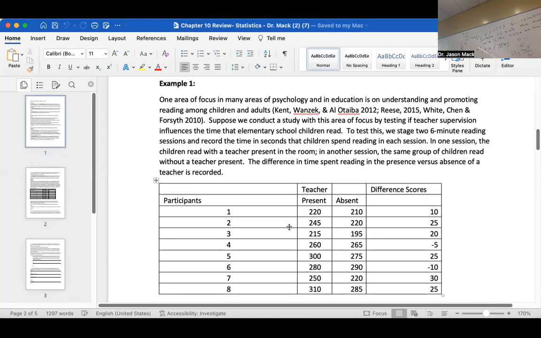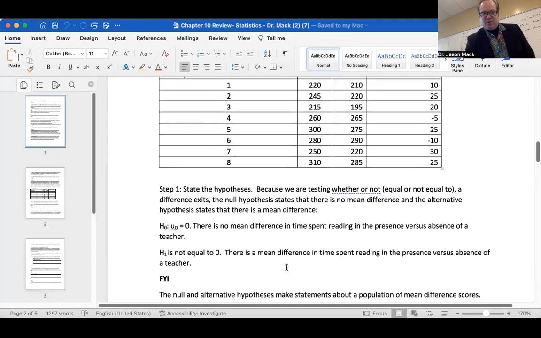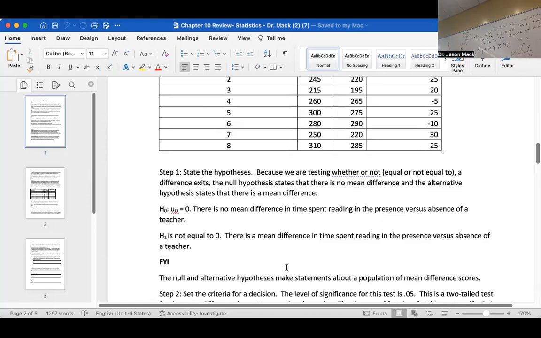Step 1, state the hypotheses. Because we're testing whether or not a difference exists, the null hypothesis states that there is no mean difference, and the alternative hypothesis states there is. So the null hypothesis: there is no mean difference in time spent reading in the presence versus the absence of a teacher. The alternative hypothesis is not equal to 0: there is a mean difference in time spent reading in the presence versus the absence of the teacher. Something happens when the teacher's in or not in the room. The null and alternative hypotheses make statements about a population of mean difference scores.